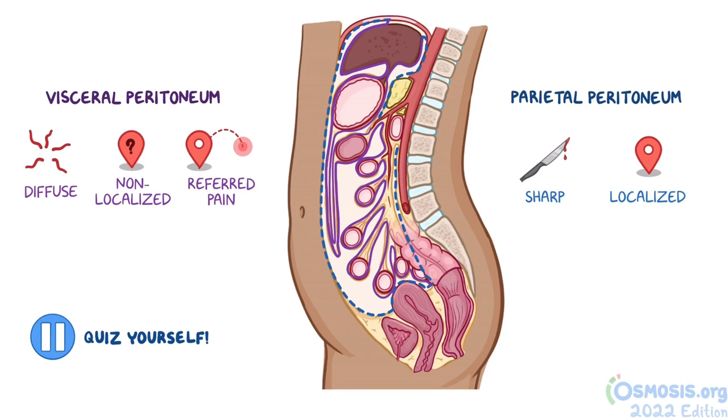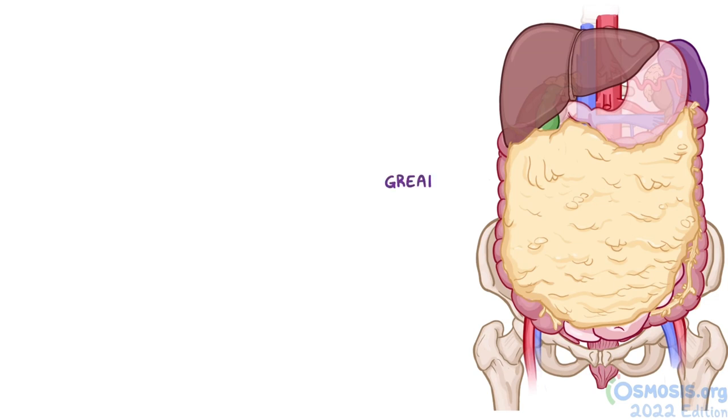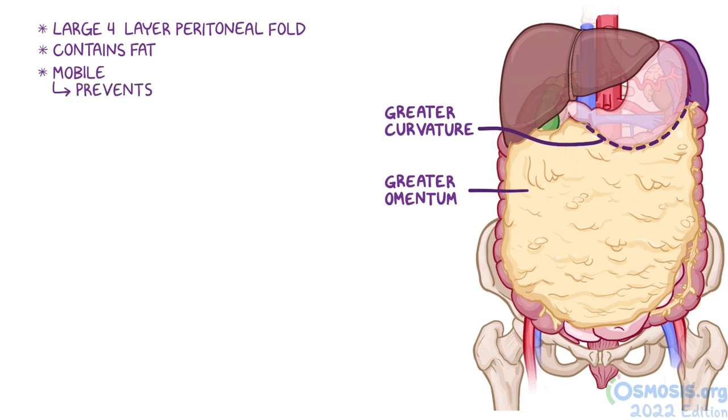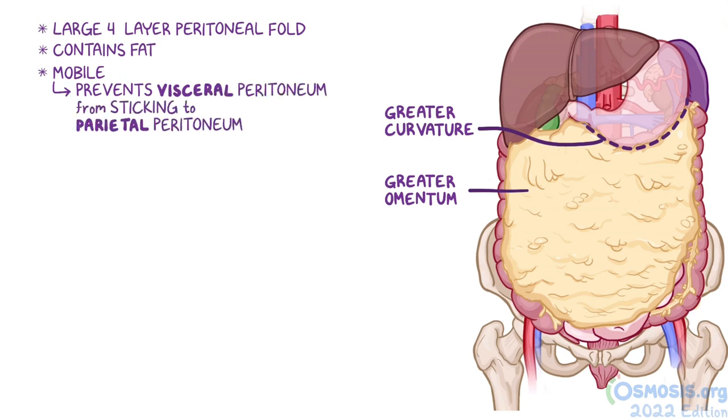Now let's talk about one of the unknown heroes of the peritoneal cavity, the greater omentum. The greater omentum is a large, four-layered peritoneal fold containing a large amount of fat that hangs from the greater curvature of the stomach. It is a very mobile structure which covers a large portion of the abdominal organs and, in doing so, prevents the visceral peritoneum from sticking to the parietal peritoneum.